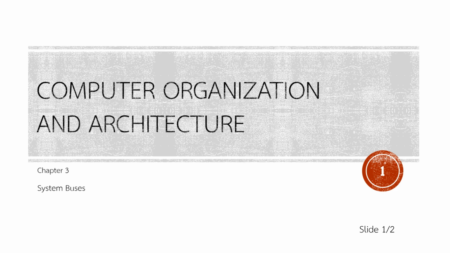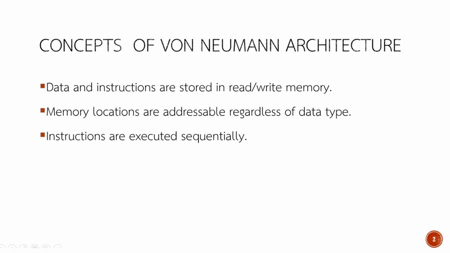Computer Organization and Architecture. Chapter 3. System Buses. The von Neumann architecture is used in the construction of modern computers. This architecture has three main concepts. Data and instructions are stored in memory that can be read or written to. Memory locations are addressable regardless of data type.